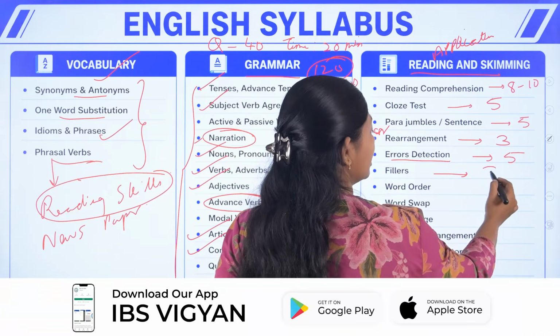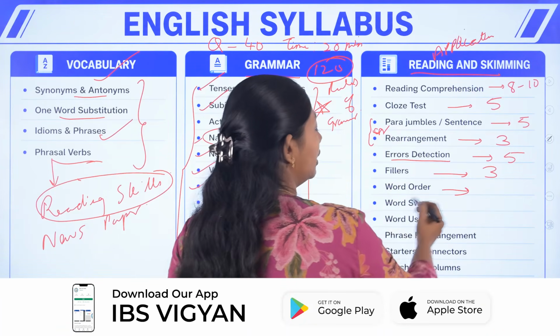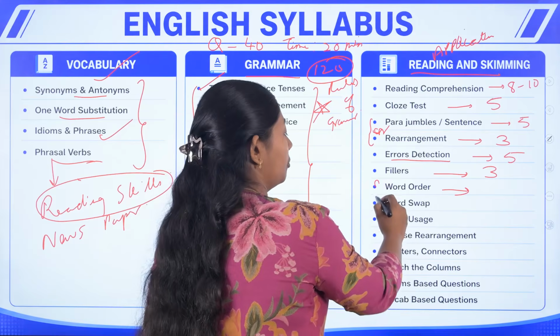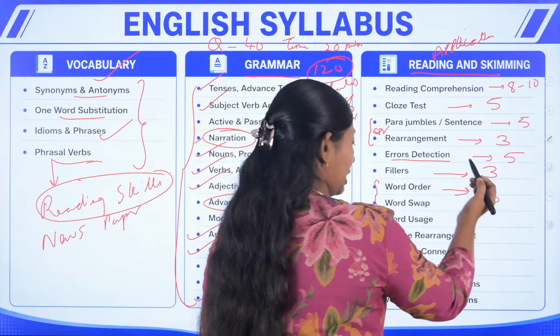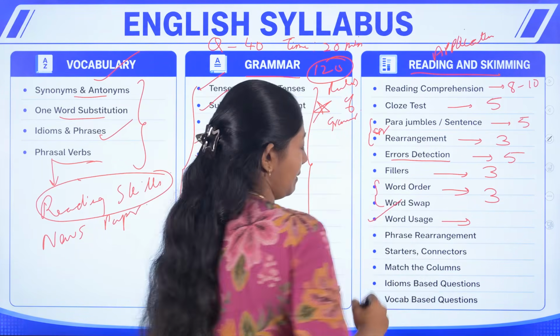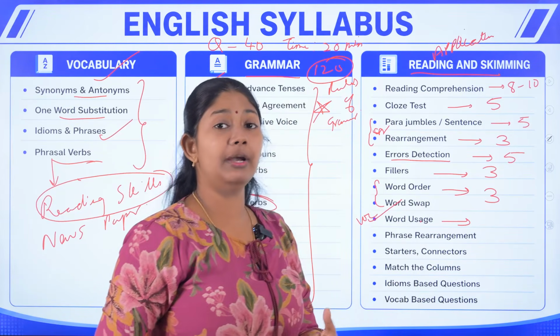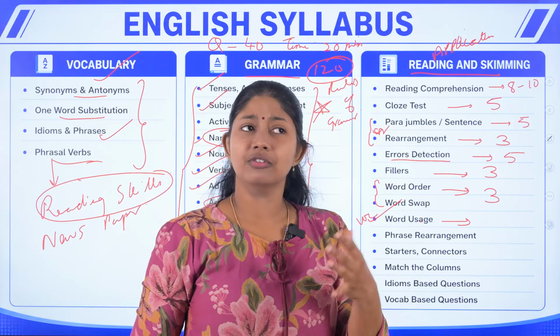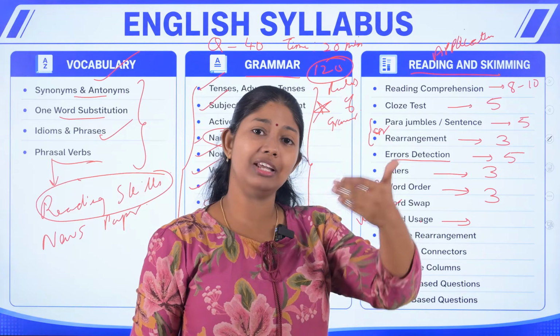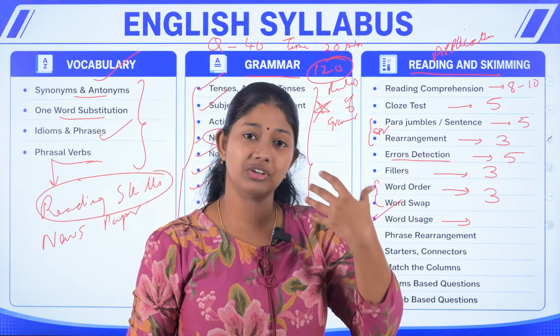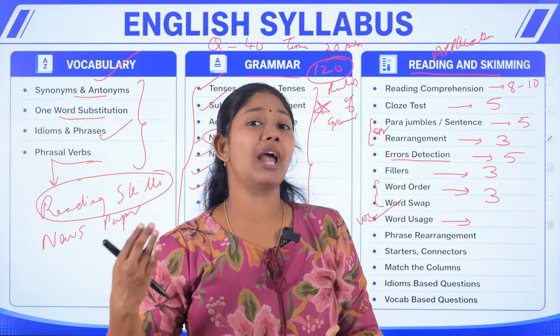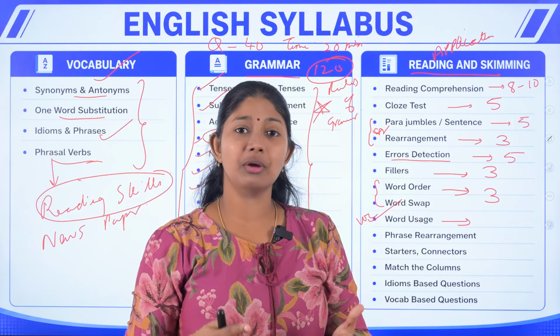Then you have fillers, 3 questions can be asked. Word order, that means word swap, both mean the same. Word swap can be 3 questions. Then word usage. Here they will test your vocabulary. If they give you one word, plethora, just an example, the word plethora will be given and they'll give you 5 sentences in which the context of this word is not applicable. So you can say plethora means plenty.